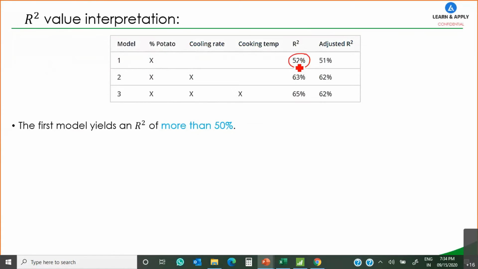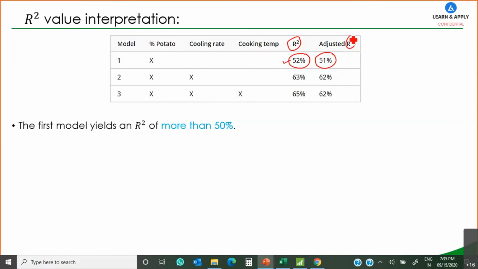So we can see that the percentage in crumbled Pareto that will be explained by this percentage of potato will be 52%. And you can see adjusted R square is also 51%, right? So these two values are similar to each other. So we can see at this point of time, R square values are the same, right?